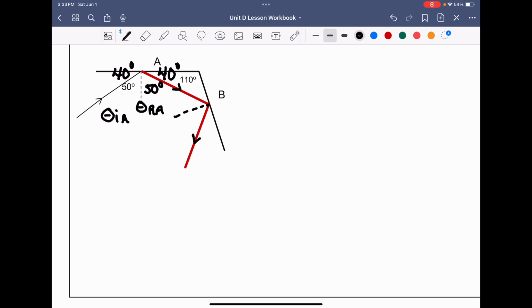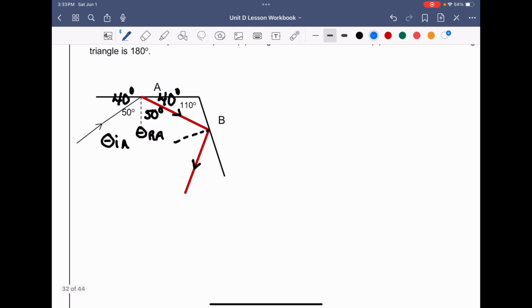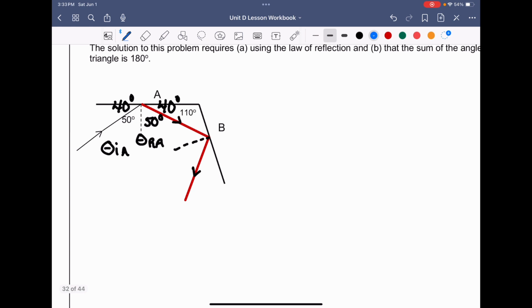The reflected angle at A is 50 degrees as well. And now our job is to figure out, first and foremost, our end goal: the reflected angle from B. But first, we have to use triangle sum theory in order to get this angle here.